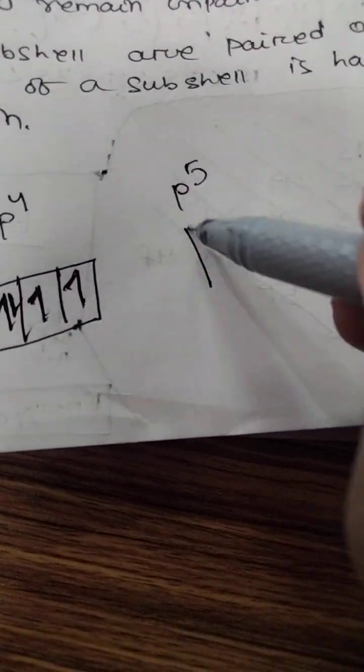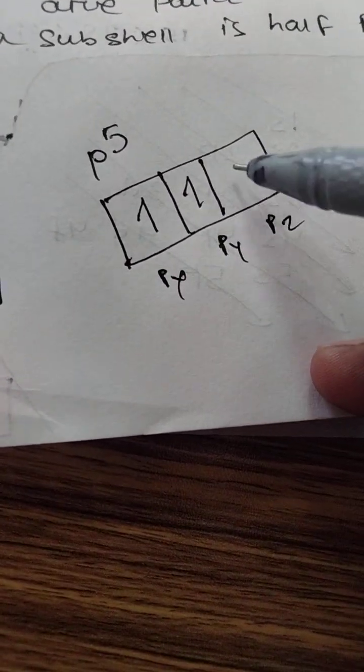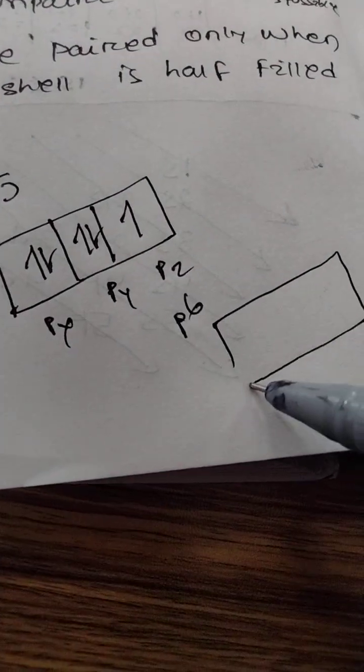Similarly for p5, what happens? There are three orbitals: this is px, this is py and pz. Electrons first fill half with parallel spins, 1, 2, 3, then 4, then 5. Similarly for p6, the orbitals are fully filled: 1, 2, 3, then 4, 5, 6. This is fully filled.